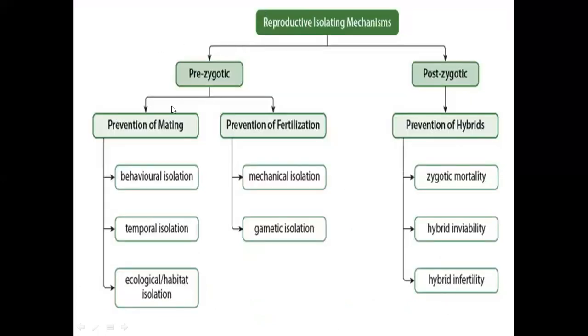See here, in pre-zygotic isolation, there is prevention of mating. Why is there no mating? Because of behavioral isolation, meaning different changes occur in the behavior of male and female individuals. Temporal isolation and ecological or habitat isolation. Due to different places, they cannot mate with each other. Then prevention of fertilization: mechanical isolation or gametic isolation. So there may be change in the genital organ.